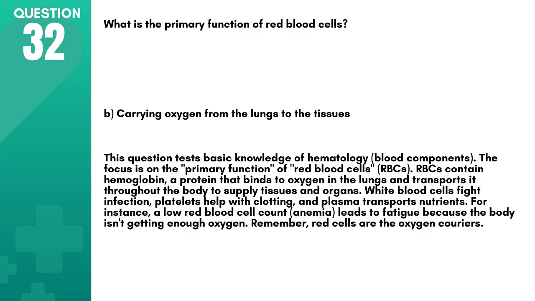This question tests basic knowledge of hematology, blood components. The focus is on the primary function of red blood cells, RBCs. RBCs contain hemoglobin, a protein that binds to oxygen in the lungs and transports it throughout the body to supply tissues and organs. White blood cells fight infection, platelets help with clotting, and plasma transports nutrients. For instance, a low red blood cell count, anemia, leads to fatigue because the body isn't getting enough oxygen. Remember, red cells are the oxygen couriers.